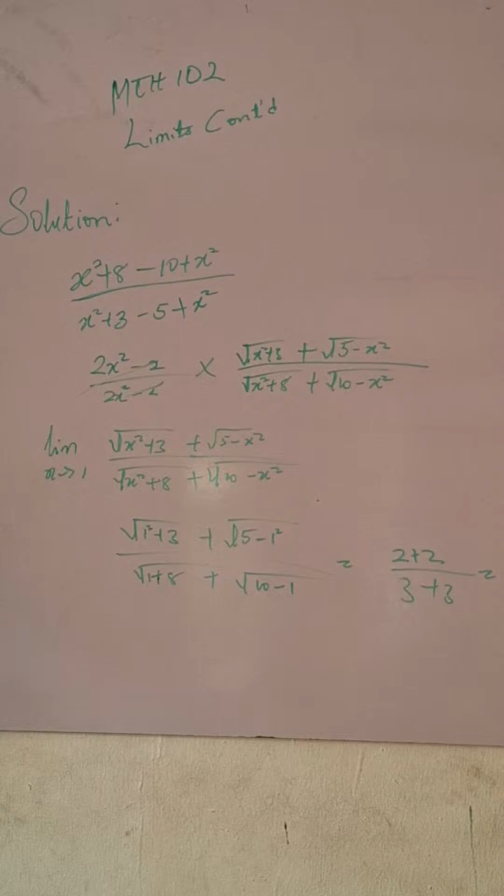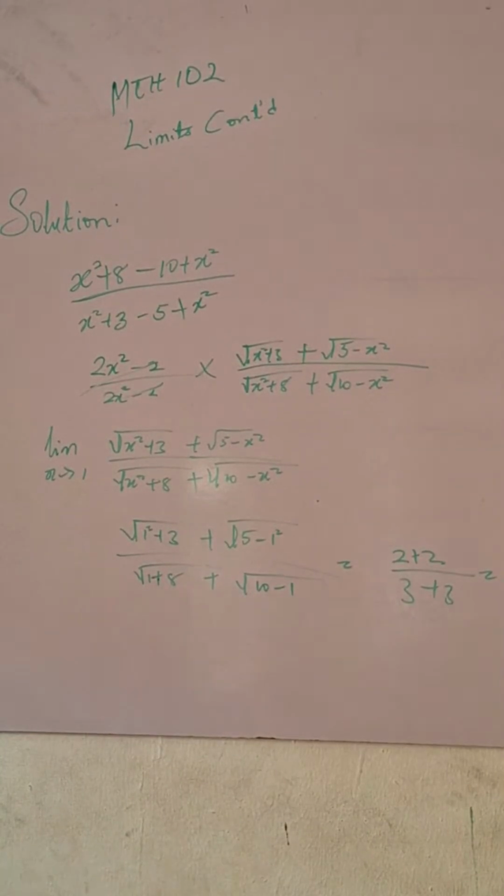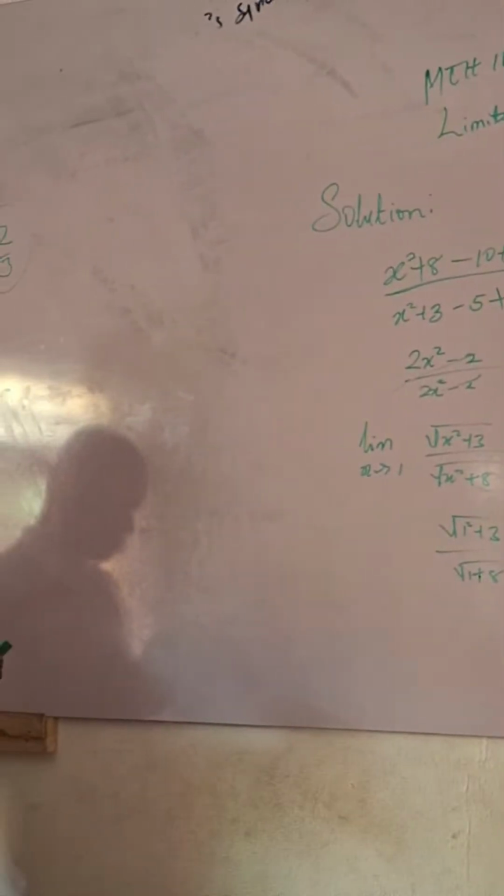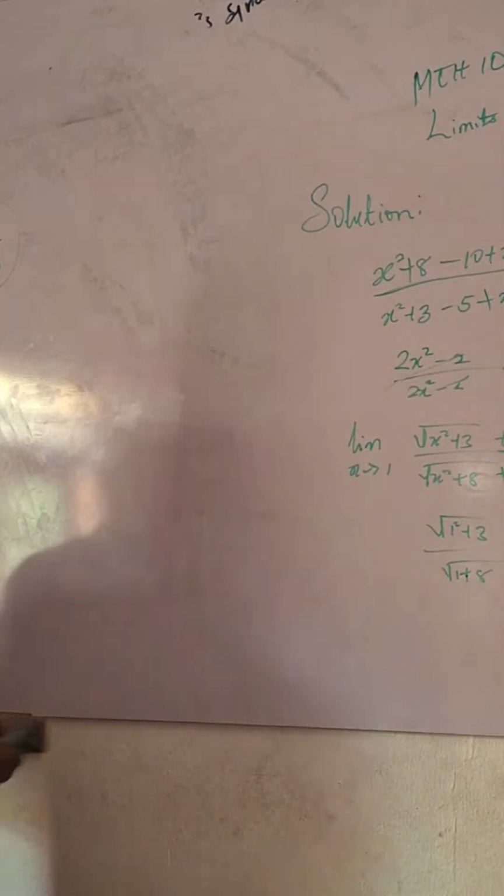Now let's go to the standard result method. We've taught direct substitution and rationalization. So now we are going to the standard result method. This is another way of solving limits.